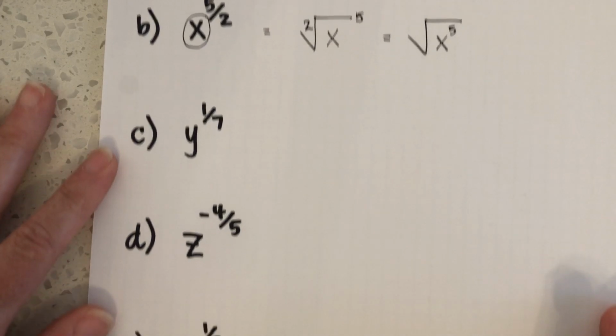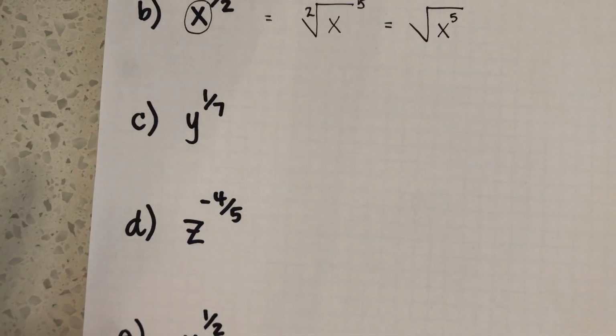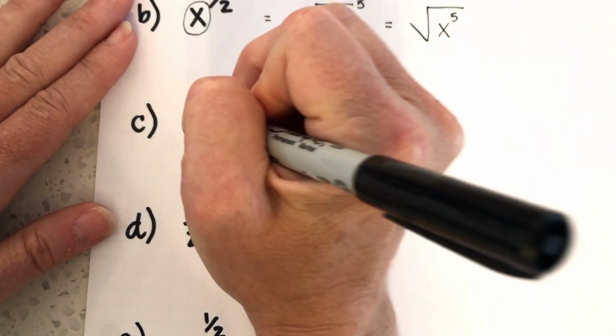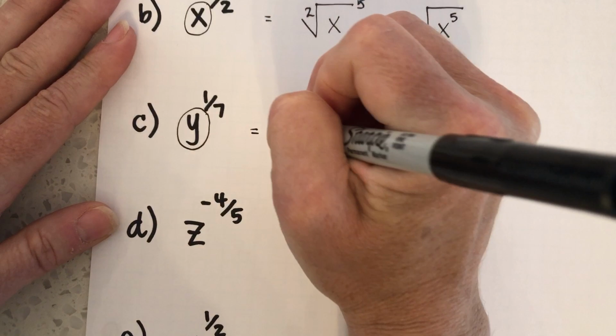All right, look here. What if they asked you to rewrite y to the 1/7 power in radical form? Well, take who the exponent is on and throw it under a radical.